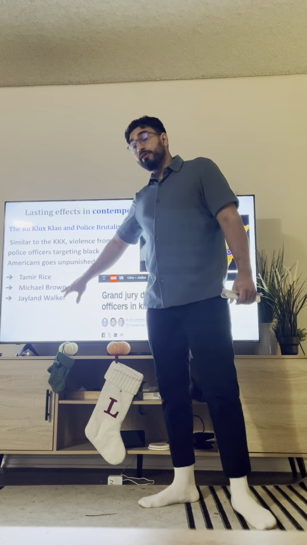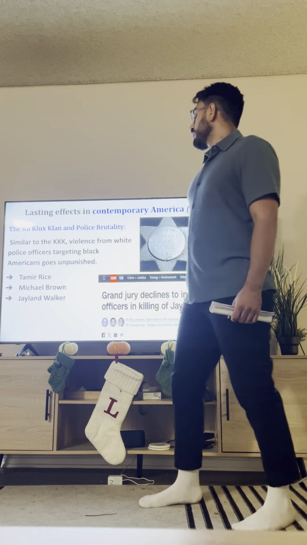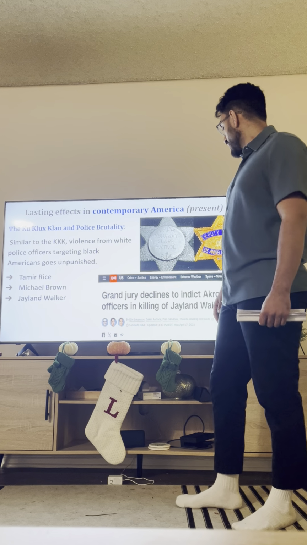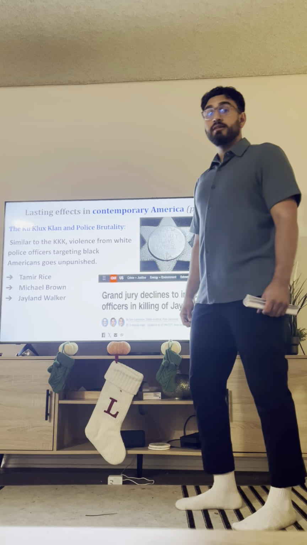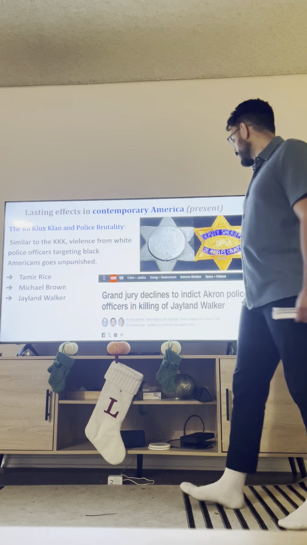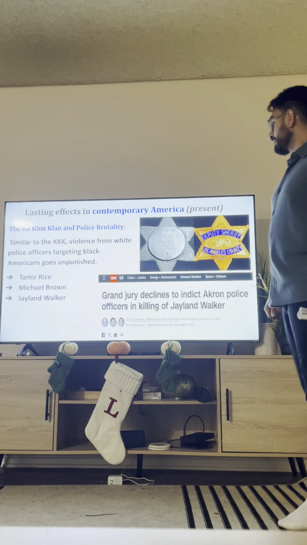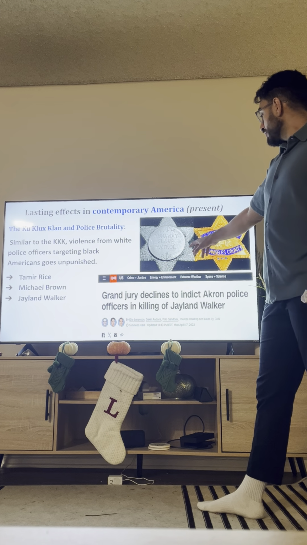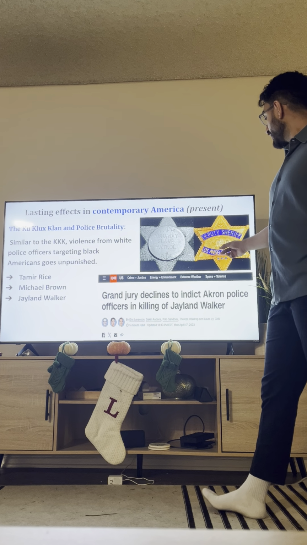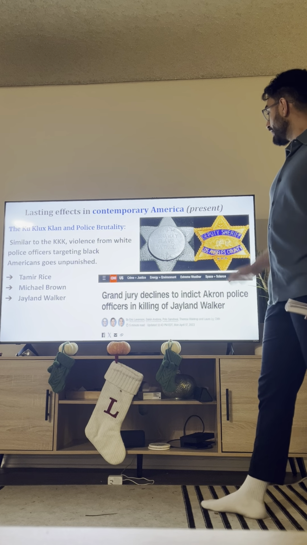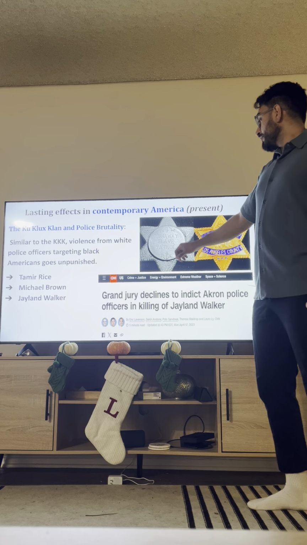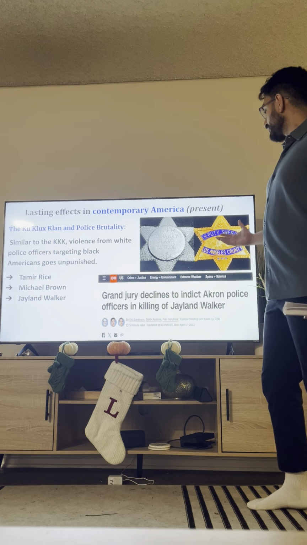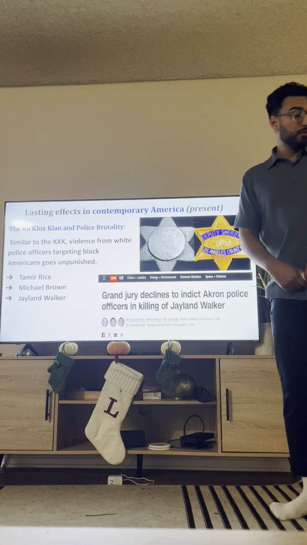These are two other instances where a black man was fatally shot by police officers and the jury declined to indict them, completely went unpunished, as shown in the picture here. And as you can see, this picture shows a modern day badge of police officers, very similar to the badge of the runaway slave patrol back then. So you see a relation there.